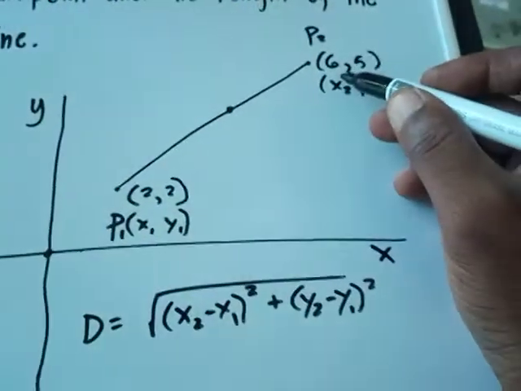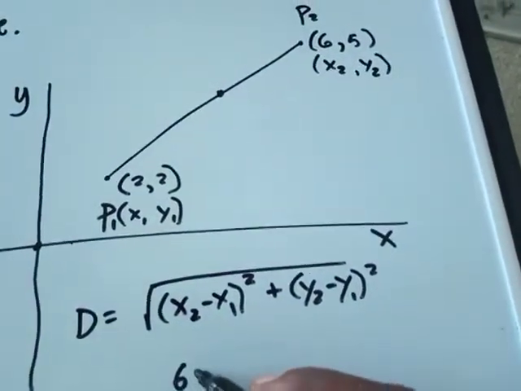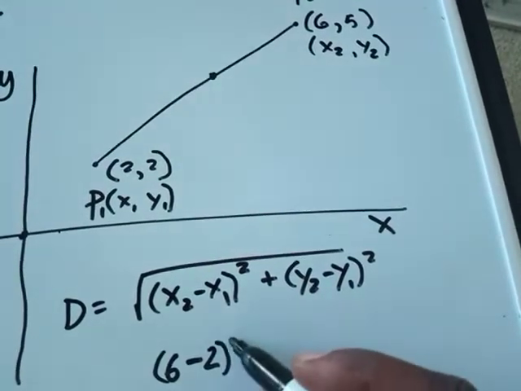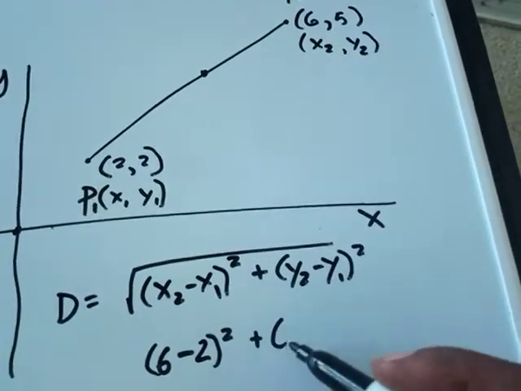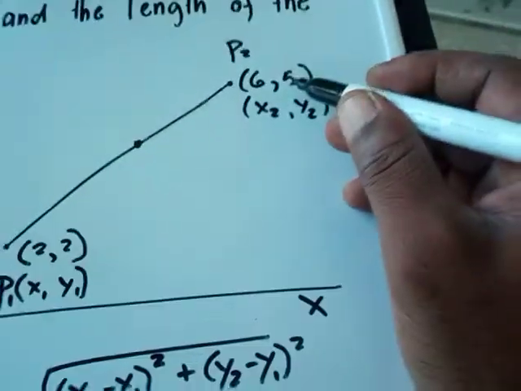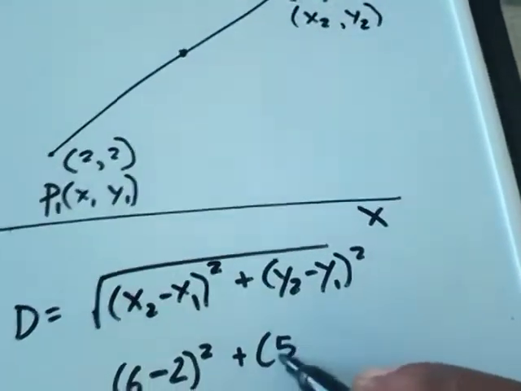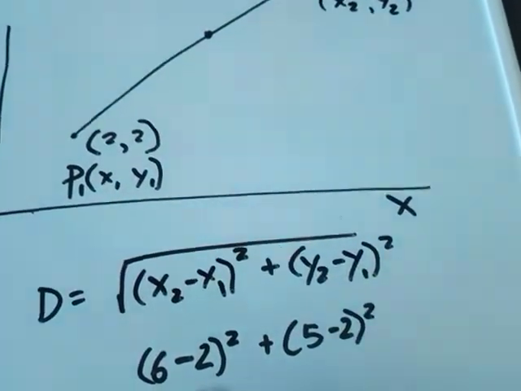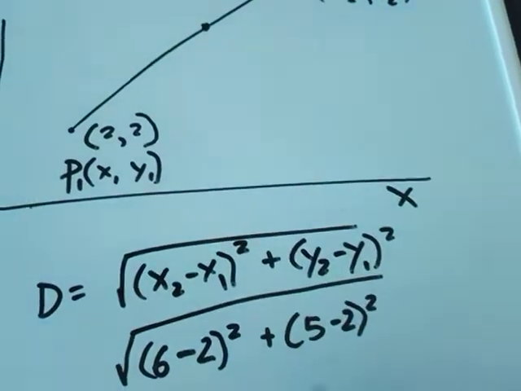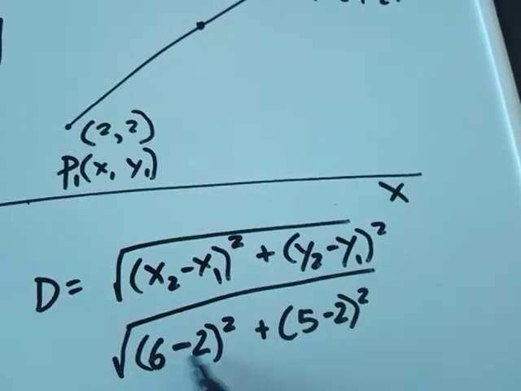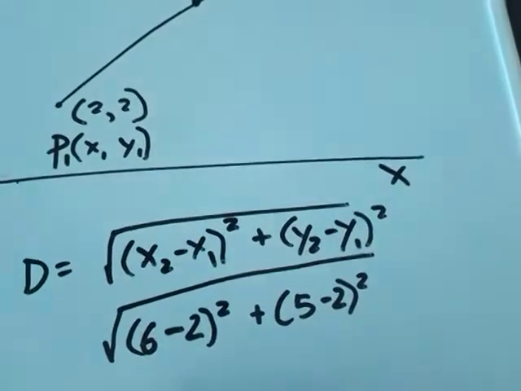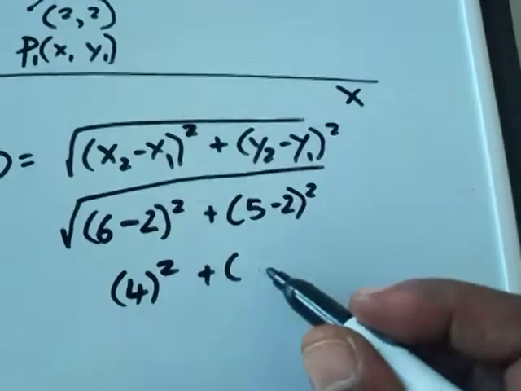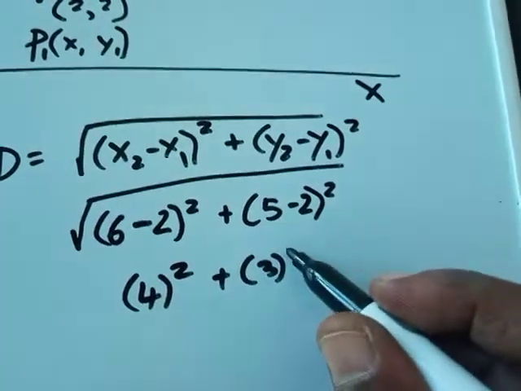x2, in this case, is 6. That is 6 minus x1, which is 2. Plus y2, which is 5. 5 minus 2. Order of operations, parentheses first. 6 minus 2 is 4. 5 minus 2 is 3.